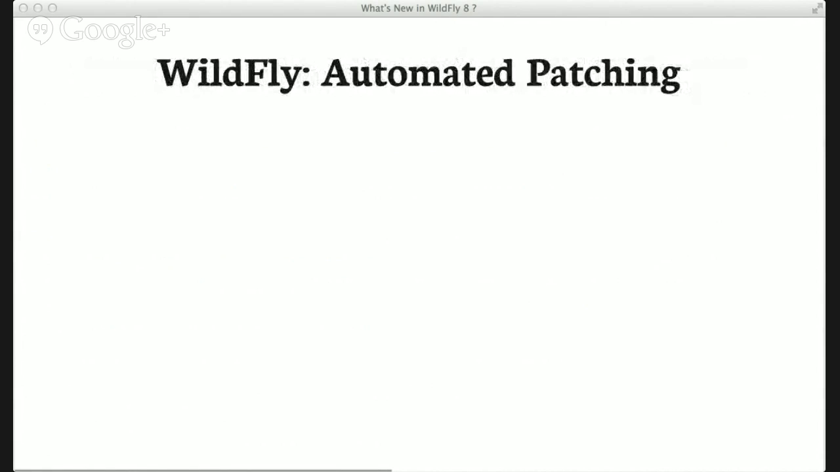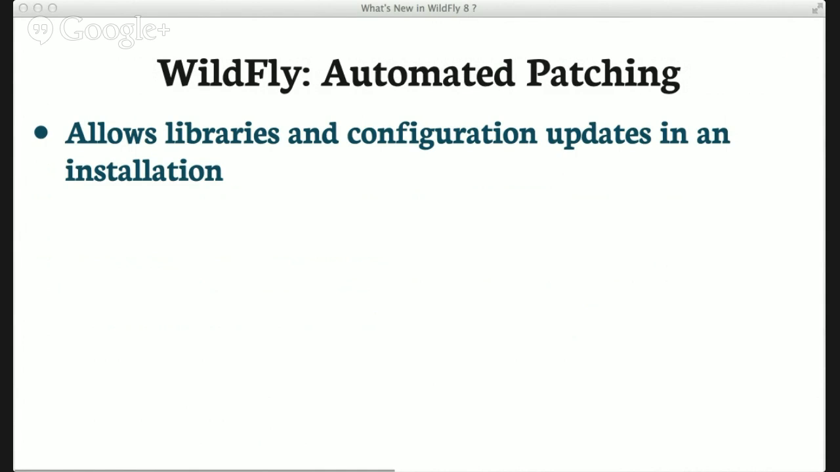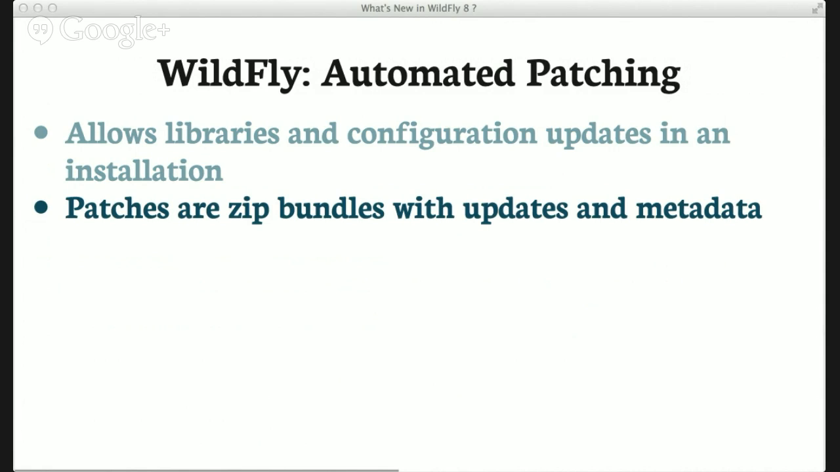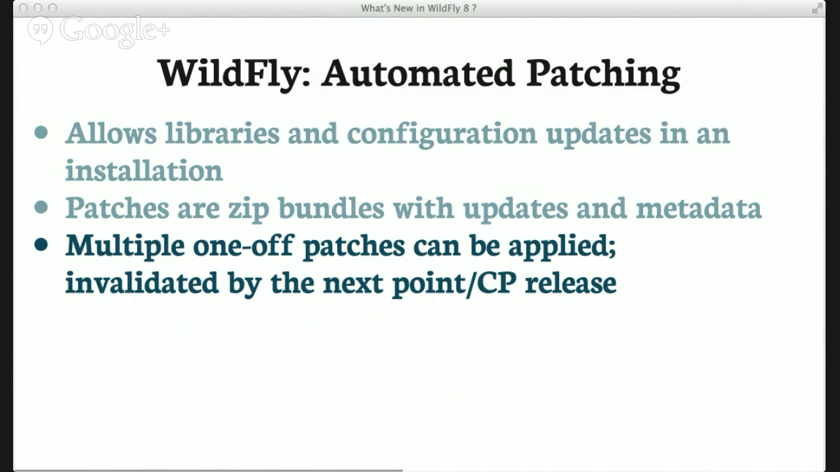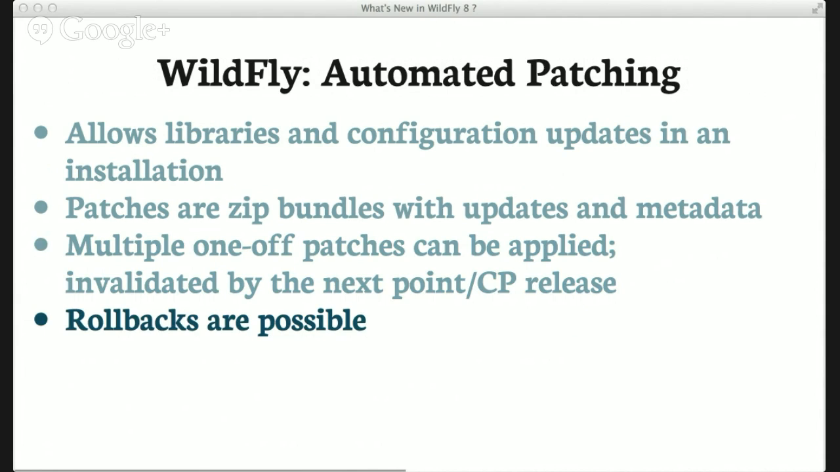We have also added automated patching to WildFly, and this feature will be used in future versions of JBoss EAP. It allows libraries and configuration updates in an installation on a running server. Patches are simple zips containing the updates and metadata associated to the update. You can apply multiple one-off patches, for example for security issues, and they are invalidated by the next cumulative patch release. And of course, you can roll back a patch.